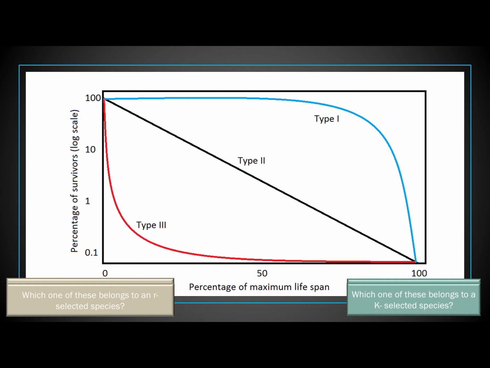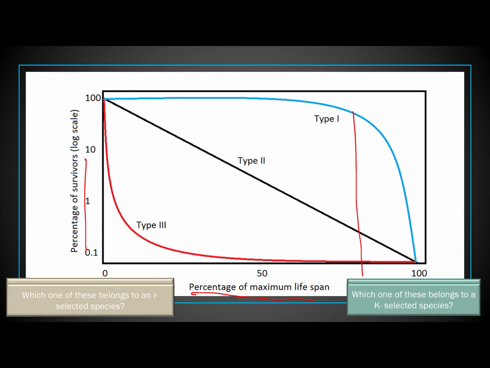So here are the three types of survivorship curves. You're going to notice over here we've got the percentage of survivors and the percentage of maximum lifespan. So with our type 1 survivorship curve, we have 100% survivors at age 0, and it's pretty close to 100 at age 50. And when we get out here to about, we'll say 80-ish, we start to show a severe decline, and 0% of the population is still alive at around 100 years old.